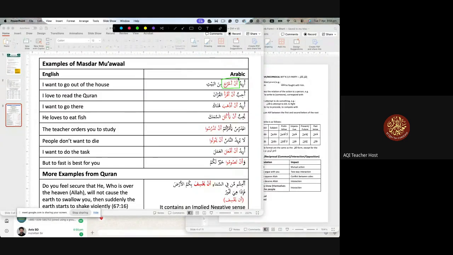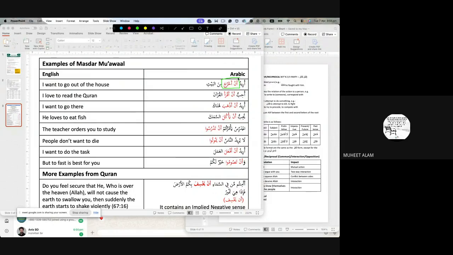Ustada, start from here, inshallah. The first example is Uridu an akhruja min al bayti. I want to go out of the house. Here, the highlighted part is masdar, which is an akhruja, to go out. As you can see in this example, an akhruja is a phrase, not just a word.